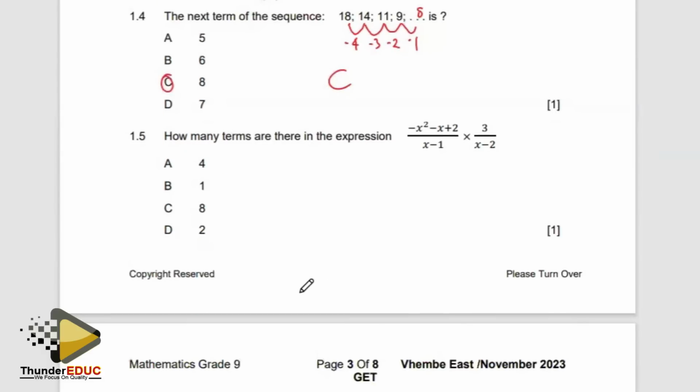All right, then 1.5, how many terms are there in the expression? We can distinguish between terms using addition and subtraction. These are the only operations that separate terms. Multiplication and division combine terms together and make it just one term. This is a division, then this is also a division, but the sign in between them is a multiplication. So we basically have one term, which is a B. Had this one been a plus or a minus, then we would have had two terms.